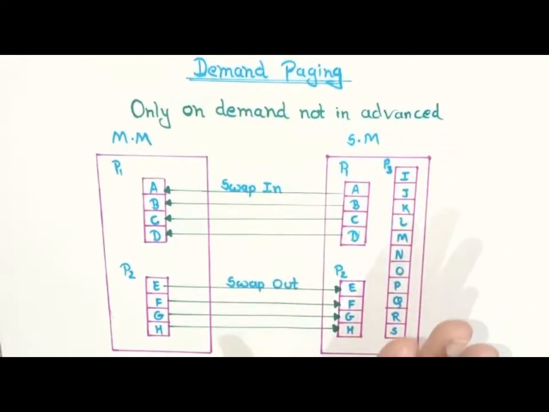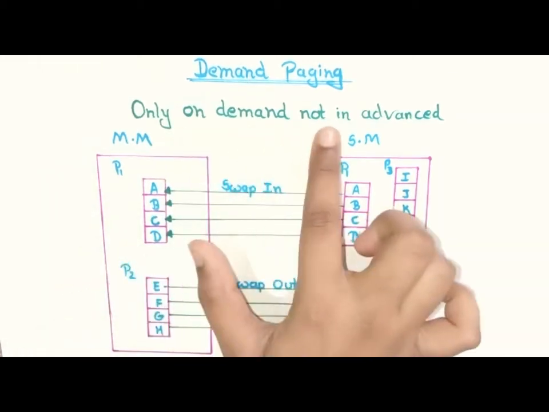advance. Whenever you switch on a computer, the main memory, that is the RAM, will be free. Whenever the system is on, the RAM is free. The processes are present in the secondary memory, so the pages are loaded to the main memory only on demand, not in advance.